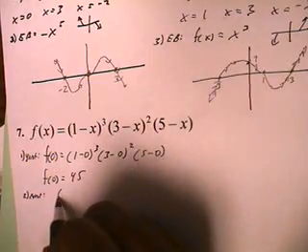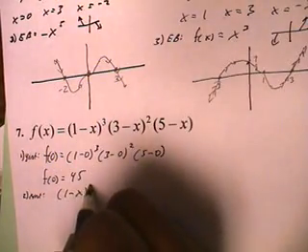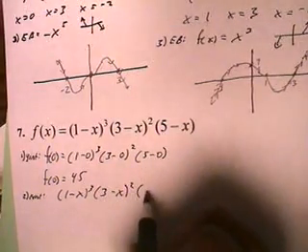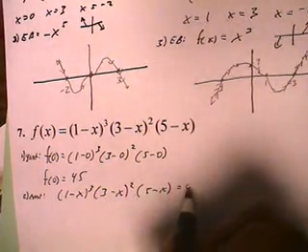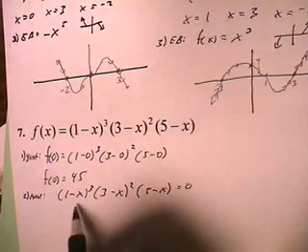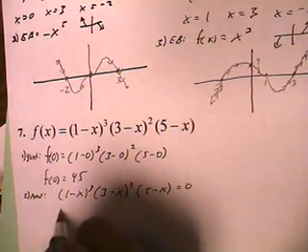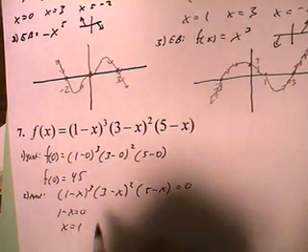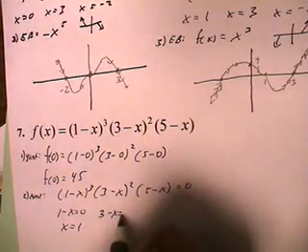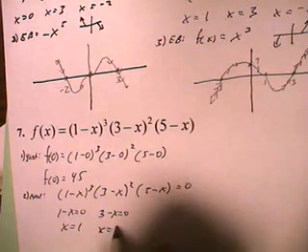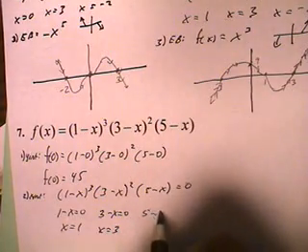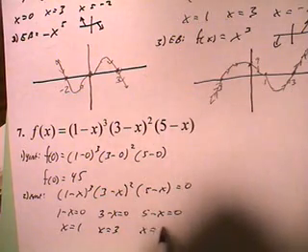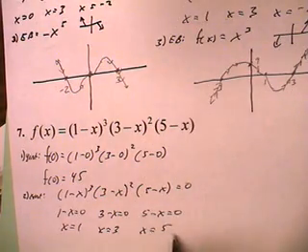Secondly, my x-intercepts. I'll take my polynomial, set everything equal to 0, and then solve for x for each factor. So for this factor, 1 minus x set equal to 0 implies x is 1. For this next factor, x minus 3 set equal to 0 implies x is 3. And the last one, 5 minus x equals 0, implies x is 5. So those are my x-intercepts.